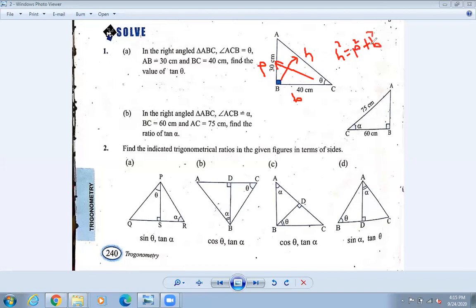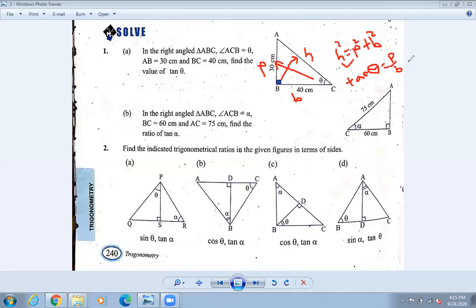Is this the formula of Pythagoras theorem or not? Right. So Pythagoras theorem means hypotenuse square equals perpendicular square plus base square. So let us find out the value of hypotenuse. Then after getting the value of hypotenuse, what is the formula of tan? Tan theta equals P by B.